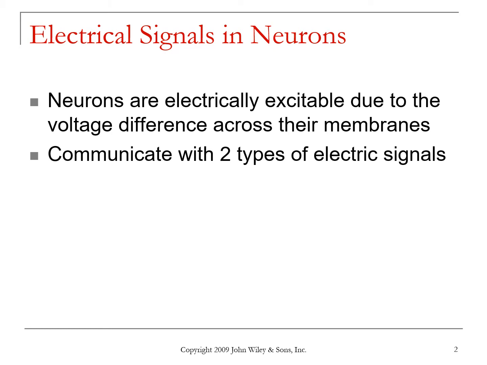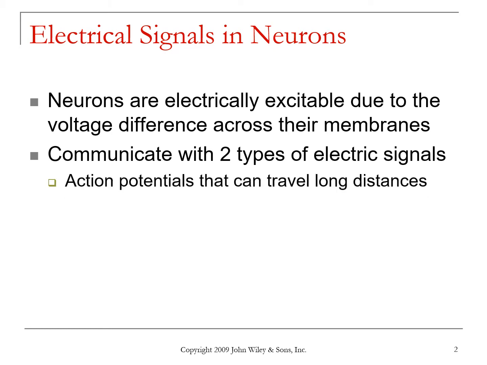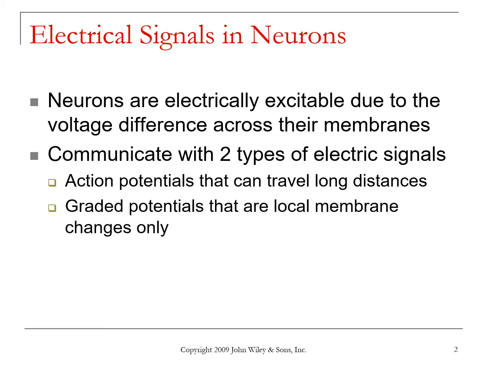So there are two types of electrical impulses. Action potentials are the ones that travel a long distance. And note that action potentials only occur along the length of axons. There are also graded potentials that are local and occur in the cell bodies and dendrites only.